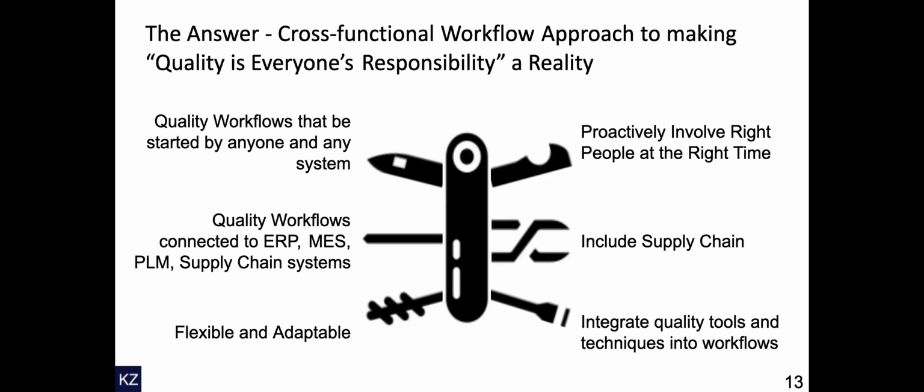And importantly, these workflows need to be connected to your core business systems. That is where a lot of the quality events and issues get captured. And use that information to start off improvement and all the corrective CAPAs and every workflow that is related to quality. And where necessary, include the supply chain directly within the workflow so that it is not a broken process.